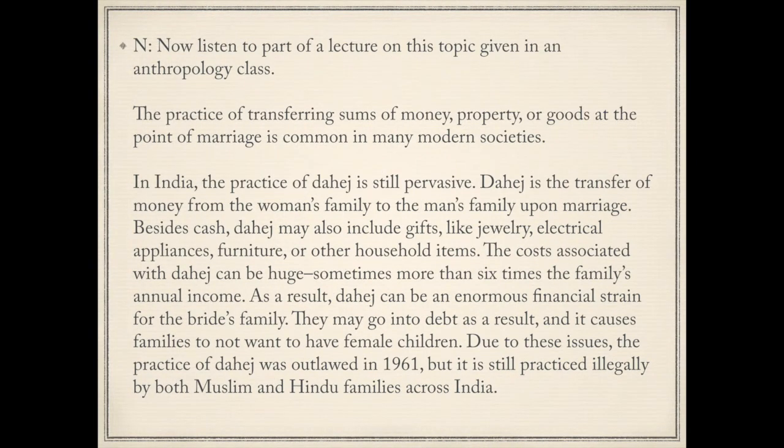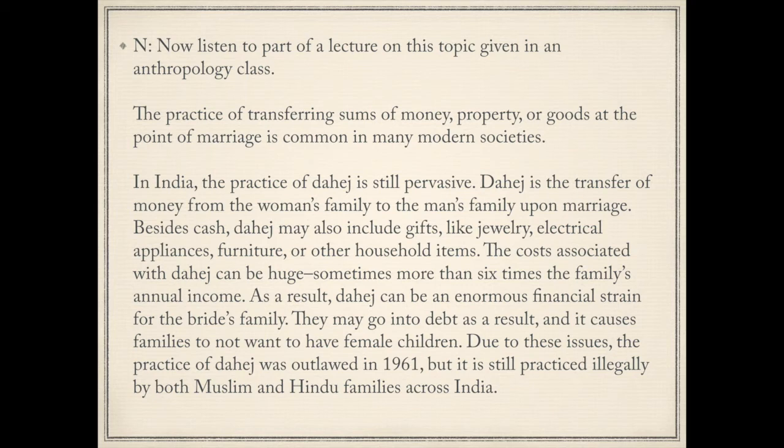So the narrator will say, now listen to part of a lecture on this topic given in an anthropology class. Okay, anthropology. So the practice of transferring sums of money, property, or goods at the point of marriage is common in many modern societies. In India, the practice of, I think it's dahej, is still pervasive. Dahej is the transfer of money from the woman's family to the man's family upon marriage. Besides cash, dahej may also include gifts like jewelry, electrical appliances, furniture, or other household items.